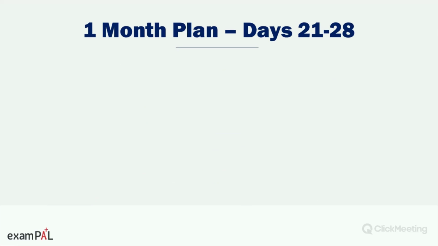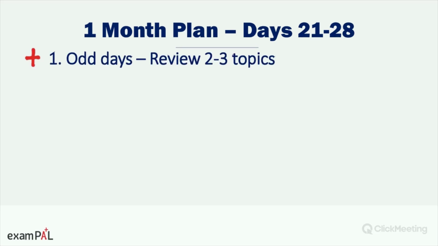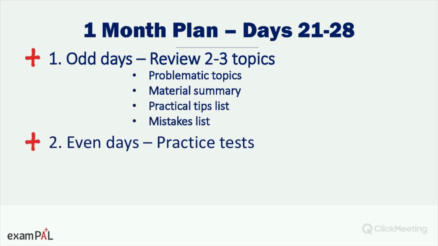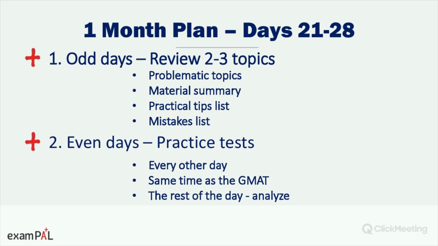Okay, so here, days 21 to 28, the last 10 days more or less. As with the 2-month plan, you're going to be doing 2 things. On every other day, you're going to be reviewing 2 or 3 topics, skimming material, going over notes, doing typical questions, updating your lists. And on every day that you're not doing that, you should be taking the GMAC CATs. Again, if you can, do it at the same time that you're going to do the GMAT, and then spend the rest of the day analyzing and solving questions similar to those you got wrong.